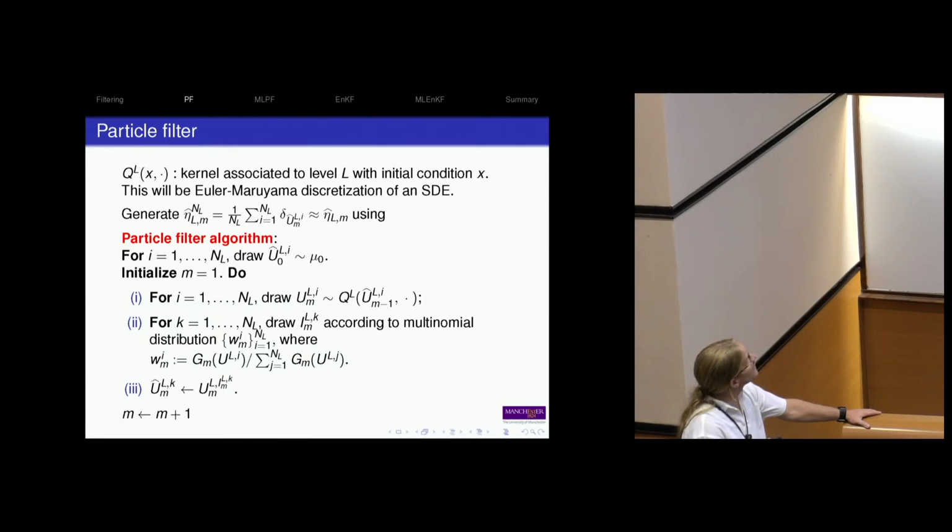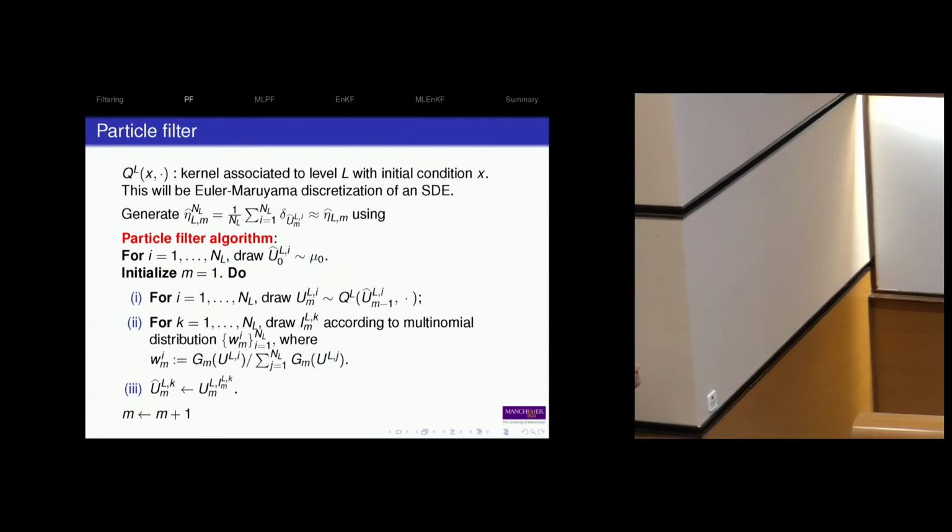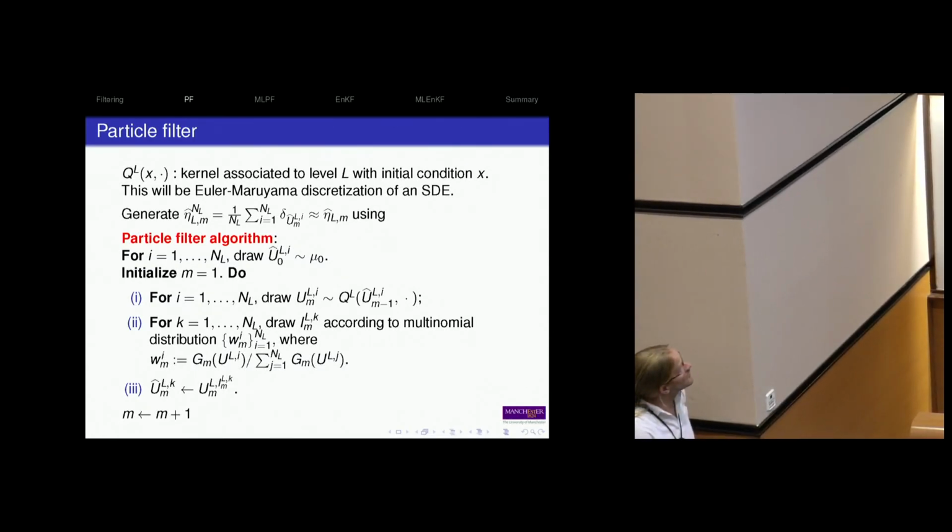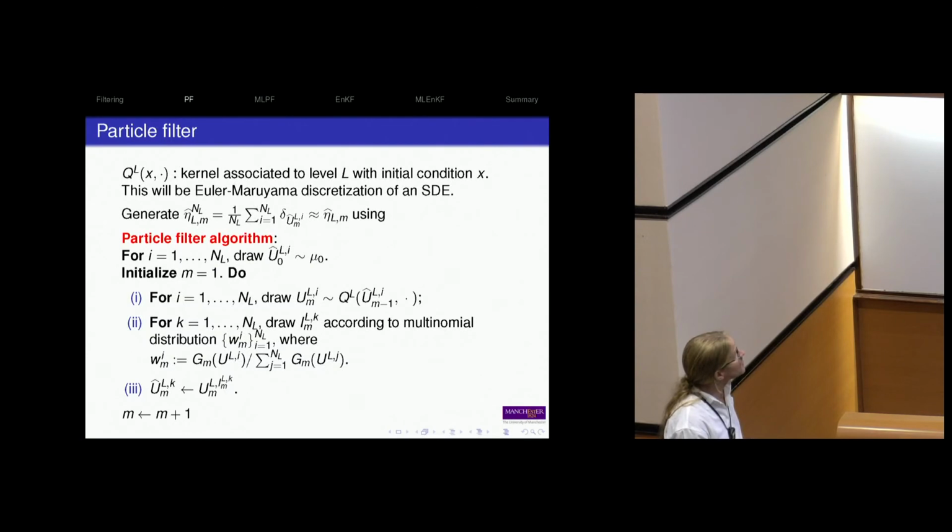Okay, so this is just a single level particle filter. So we're going to generate this empirical distribution using particle filter. We draw samples from the initial target, and then at each step we iterate, taking one step through the Markov kernel for each sample, and then drawing indices according to the multinomial corresponding to the normalized selections, and then we update the particles according to the resampled particles. So I'm assuming that we resample at every time step.